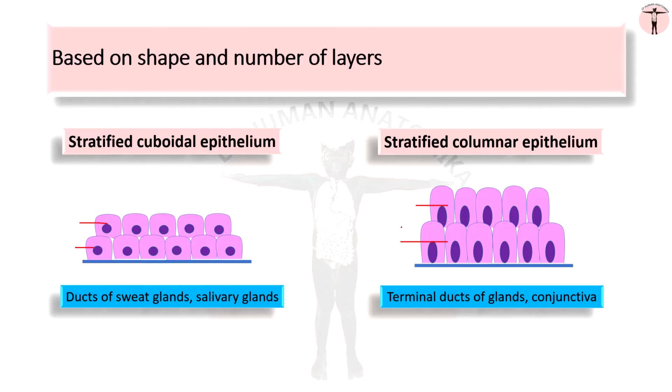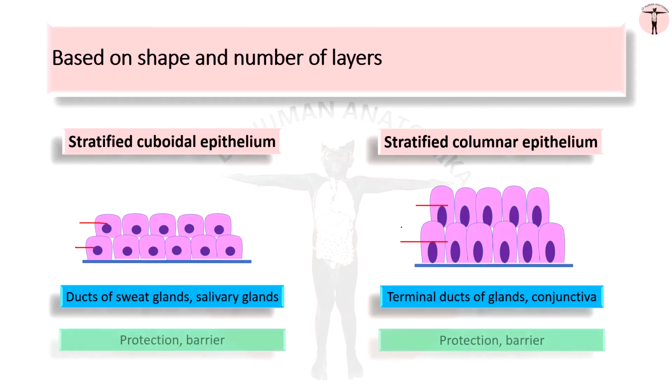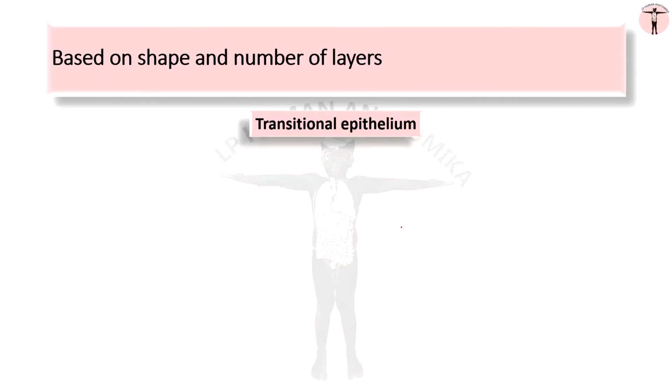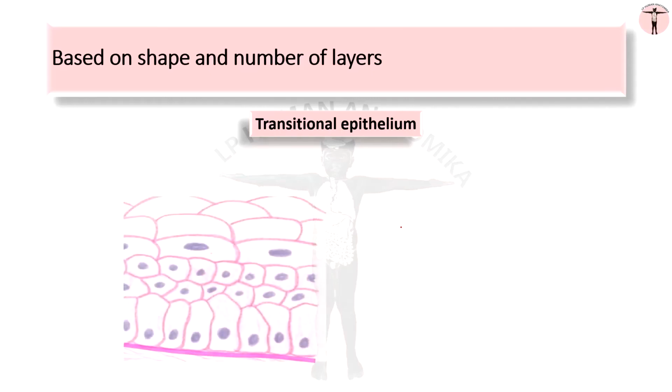Functions of both stratified cuboidal and columnar epithelium: they provide a slightly higher level of protection than the simple epithelium, and they also act as a barrier. Now coming to the last type, the transitional epithelium. It is the stratified epithelium with the capacity to stretch, so it can stretch in different conditions. It lines most of the urinary system, hence it is called urothelium.